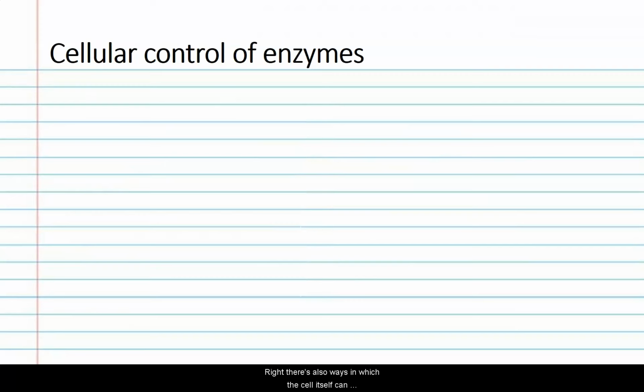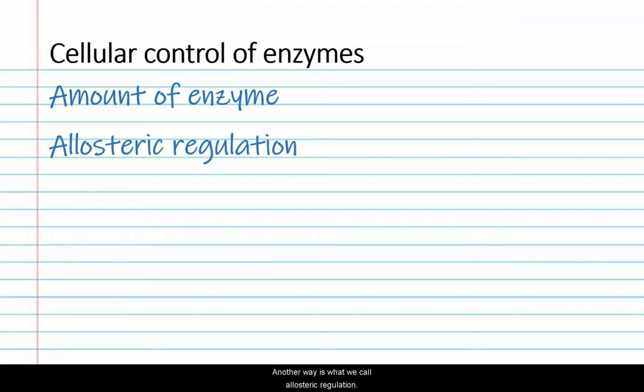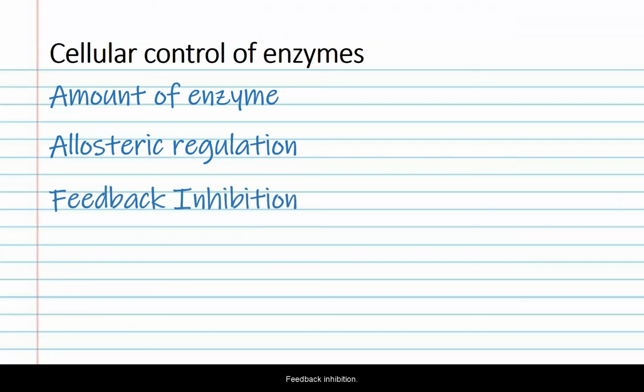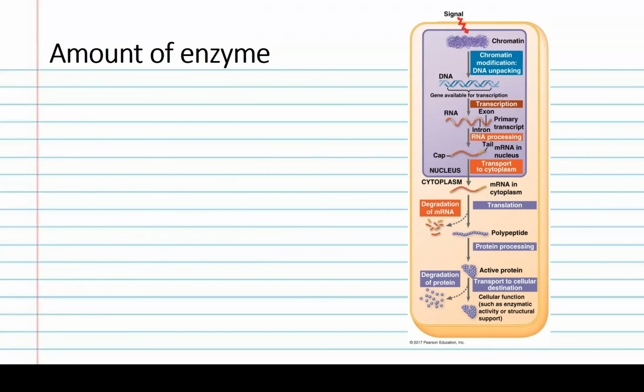All right, there's also ways in which the cell itself can control enzymes. One way is to control the amount of enzyme present. Another way is what we call allosteric regulation, feedback inhibition, and then finally localization. So the amount of an enzyme. We can, as a cell, regulate the amount of protein present in that cell a couple of different ways, all right?